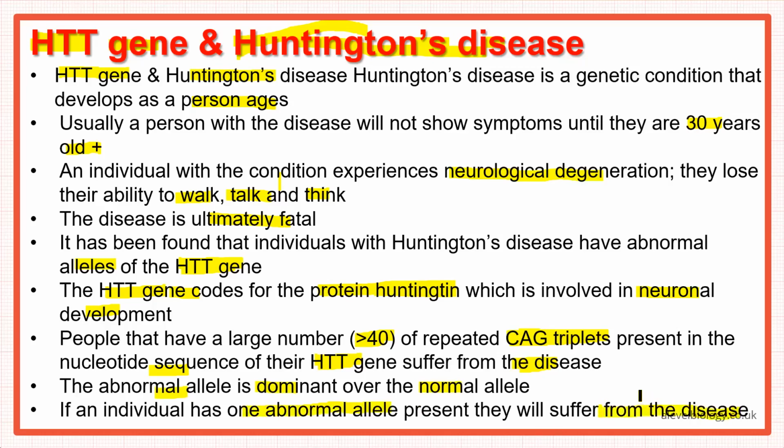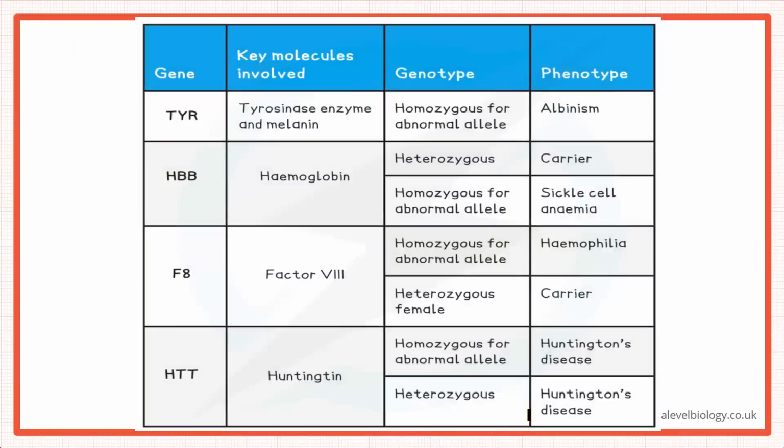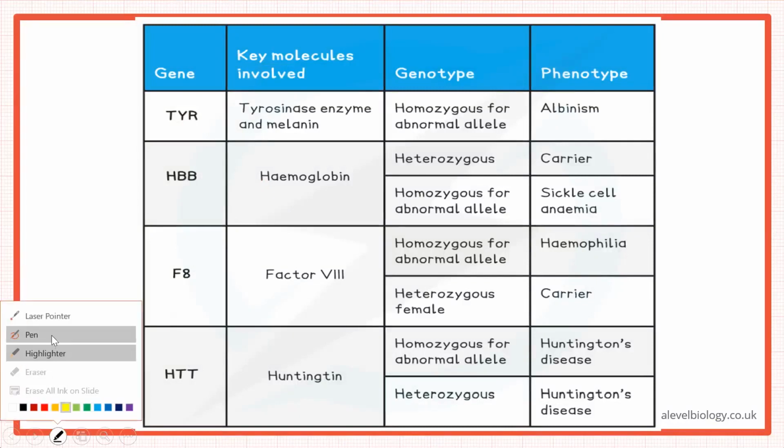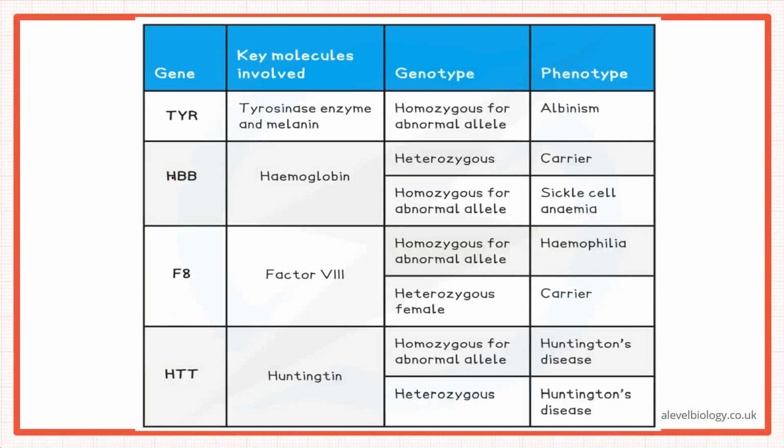So it is not that only a homozygous person will have the disease, okay? Even a heterozygous person is suffering from the disease, right? Because it's dominant over the normal allele. So here there's a chart that you can use as a recap, right? As you're learning about these diseases.